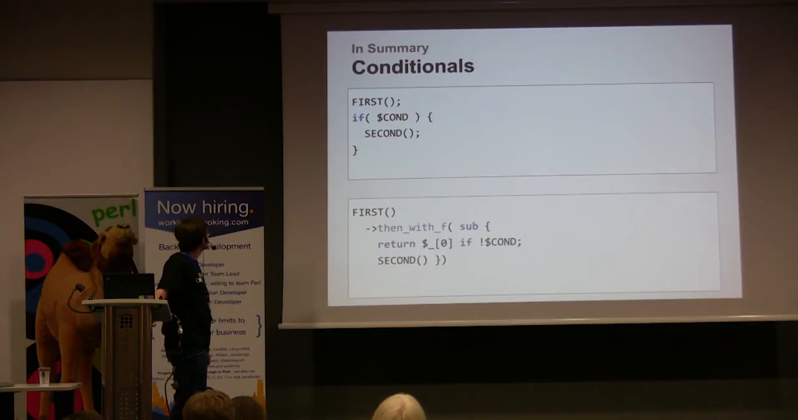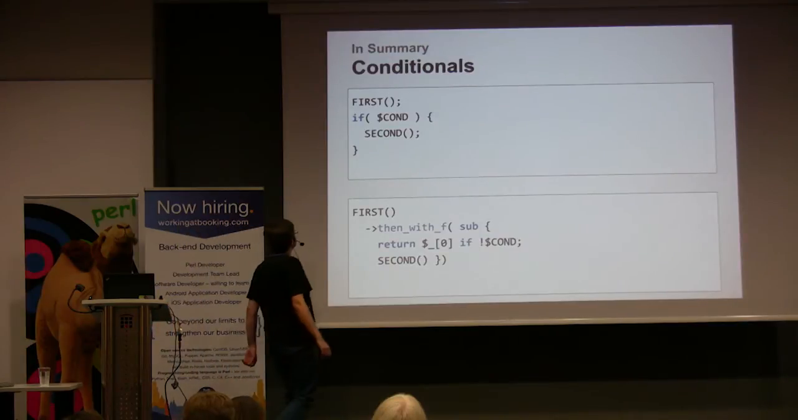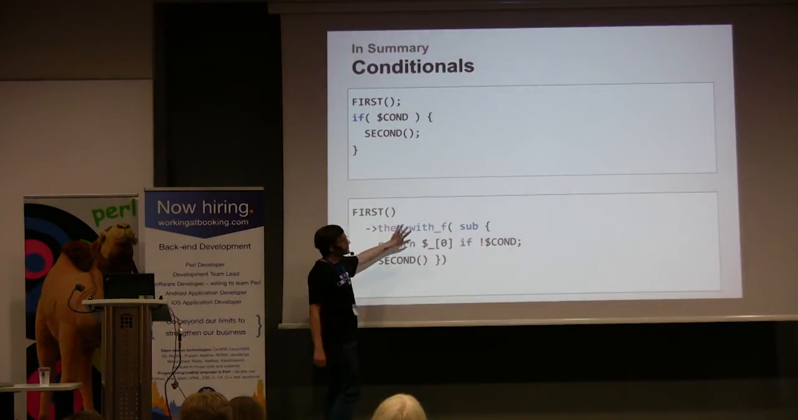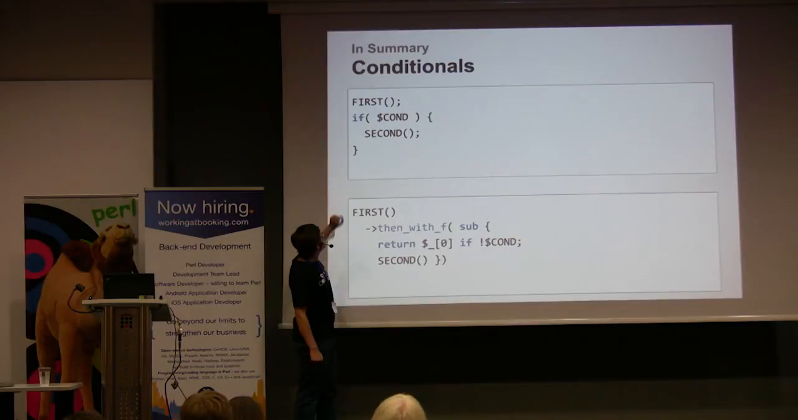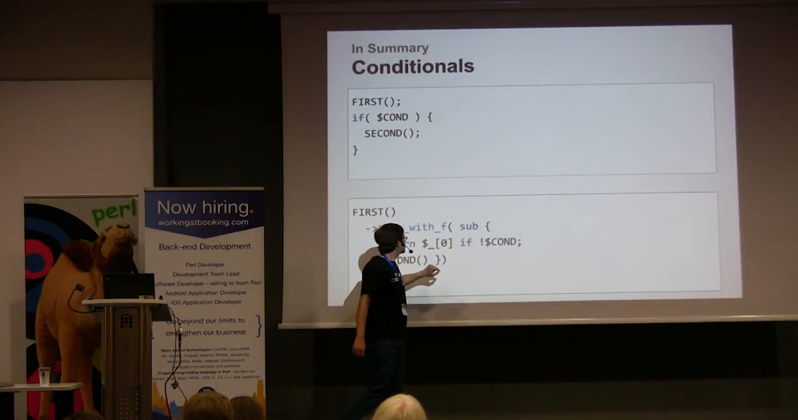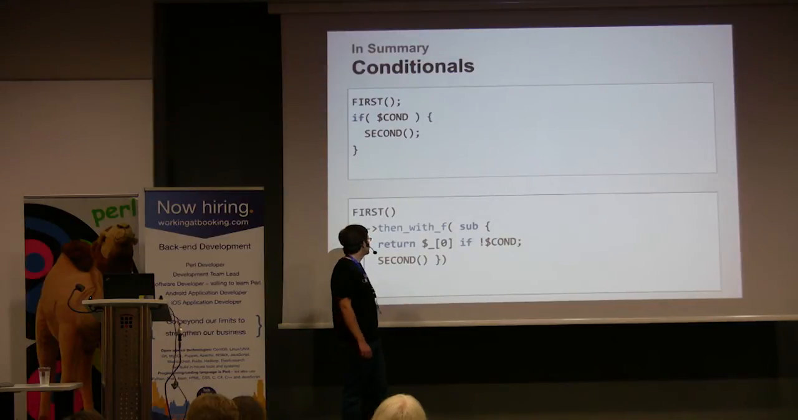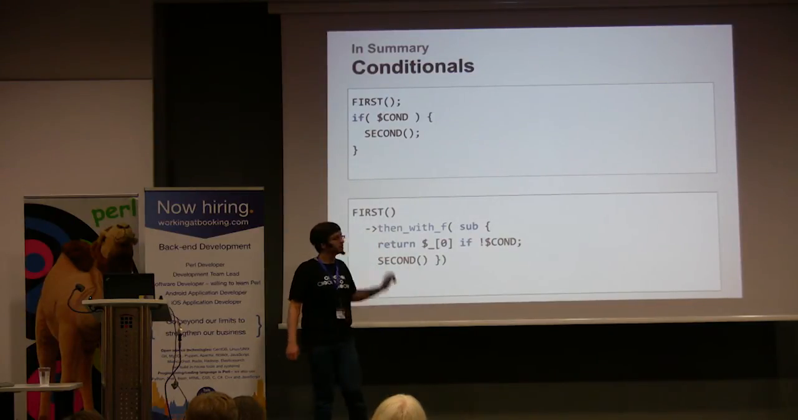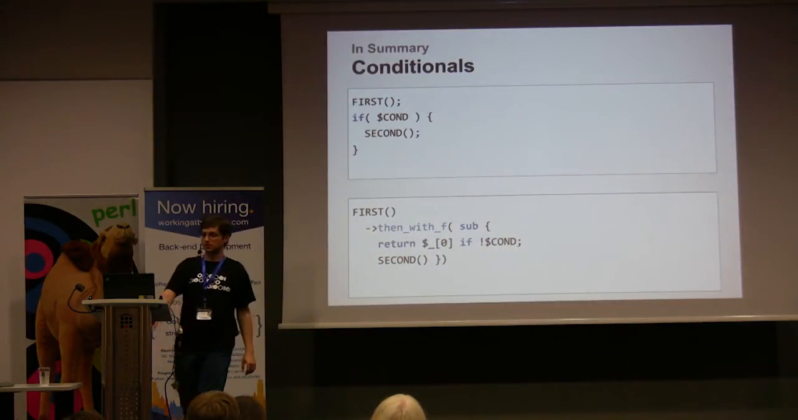You can do conditionals with then_with. You have to write your logic a bit backwards, but you do the first operation, and you go then_with, and you say, well, if the condition doesn't hold, I'll just return the future that I got given anyway. Otherwise, I'll call this function and do something else. So you can do these conditionals.